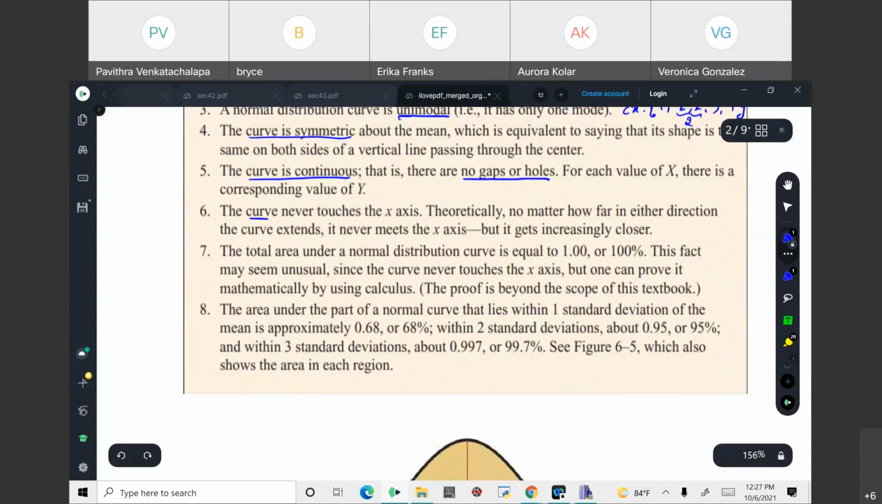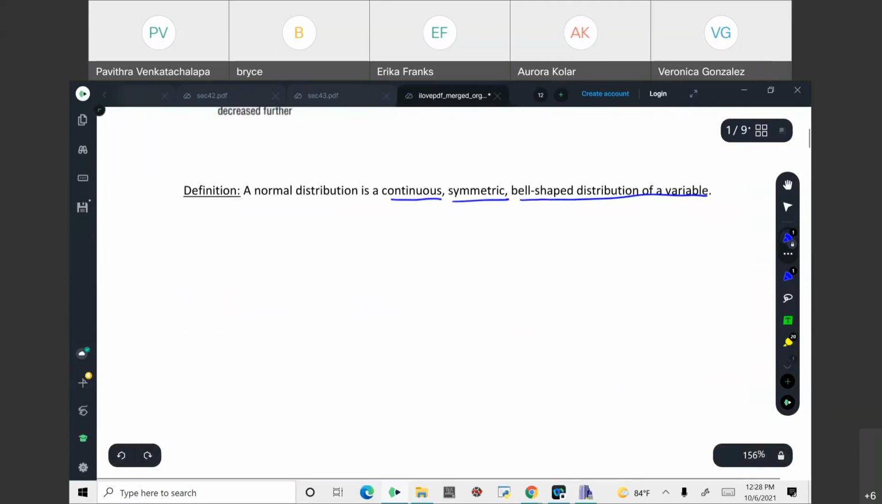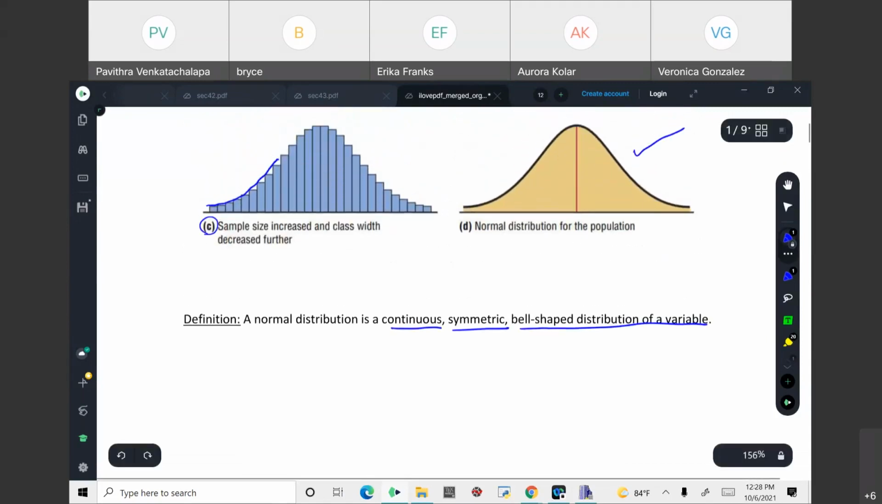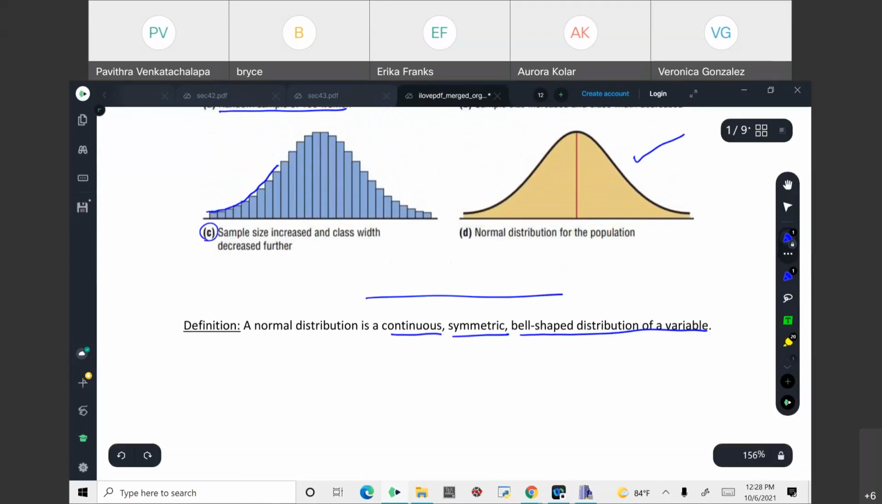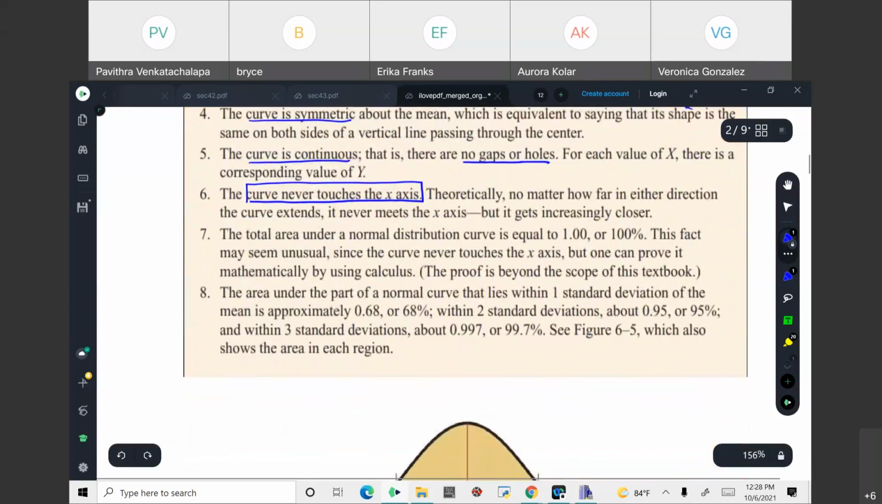Now, the very interesting property is this: the curve never touches the x-axis, right? You have seen many normal distribution graphs. You would have done this in your lab. When you plot a histogram, below that, you can see a bell-shaped curve. This is the X line. It will never touch the X line. So this is one special property of normal distribution.